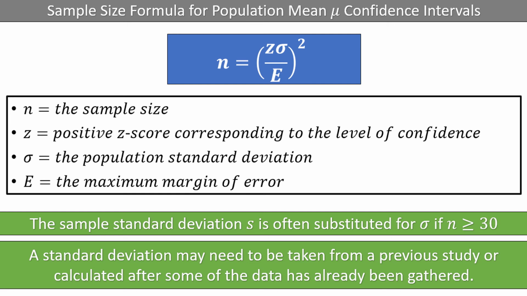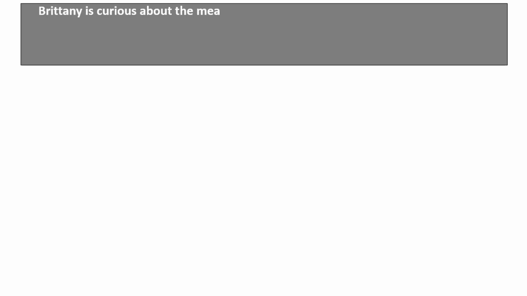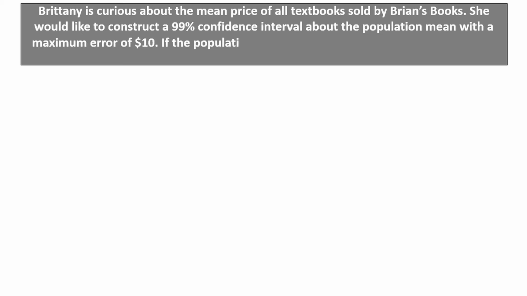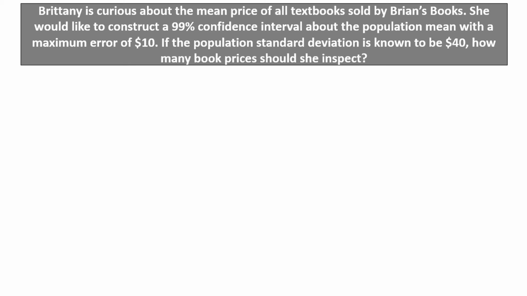Alright, let's look at an example. Brittany is curious about the mean price of all textbooks sold by Brian's Books. She would like to construct a 99% confidence interval about the population mean with a maximum margin of error of $10. If the population standard deviation is known to be $40, how many book prices should she inspect?